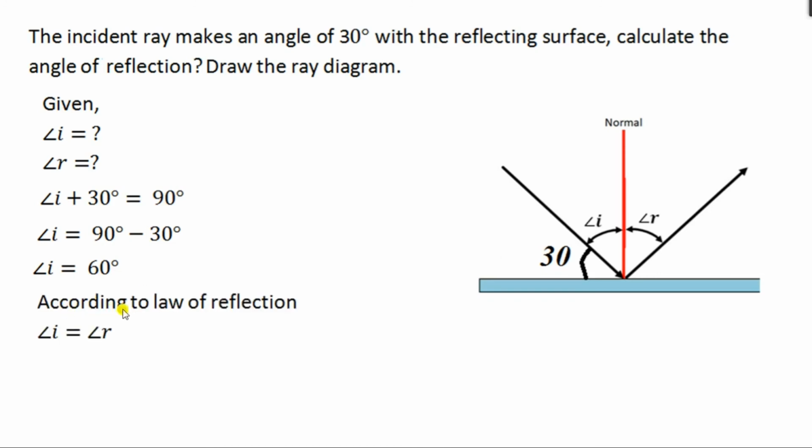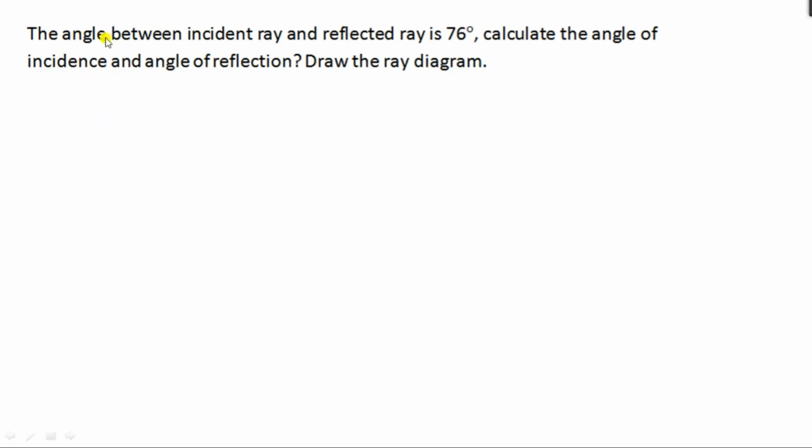Now I can write according to law of reflection, angle I is equal to angle R, and put the value of angle I, that is 60, is equal to angle R. So angle R is equal to 60. So angle of reflection is 60. Next question, the angle between incident ray and reflected ray is 76 degree. Calculate the angle of incidence and angle of reflection.